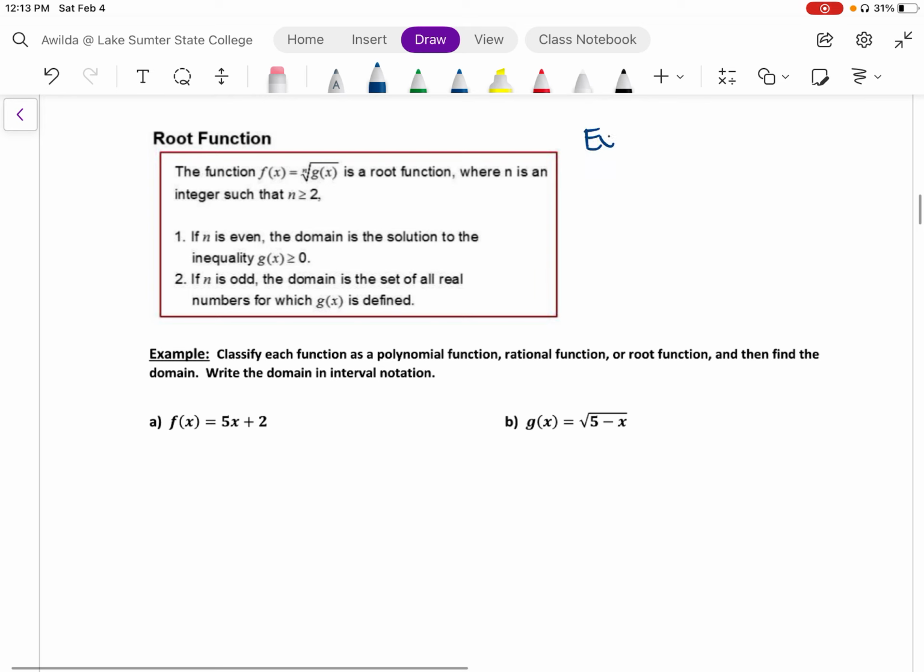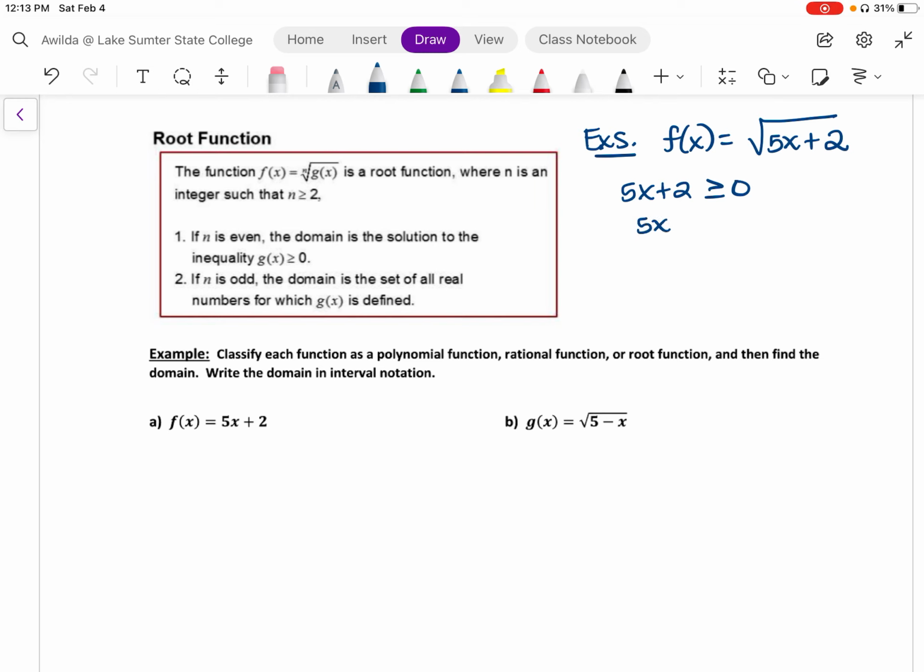For example, if we have f of x is equal to the square root of 5x plus 2, because this is an even index, an invisible 2 for the root, we have to make sure that 5x plus 2 is greater than or equal to 0. It can't be negative, which means that 5 times x must be greater than or equal to negative 2 if we subtract 2 from both sides, which means that x must be greater than or equal to negative 2/5.